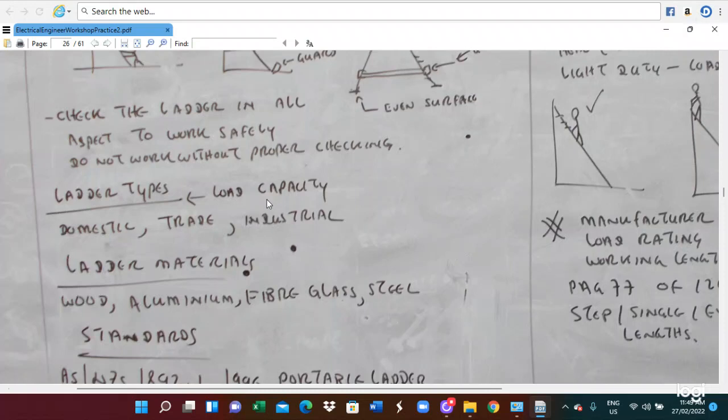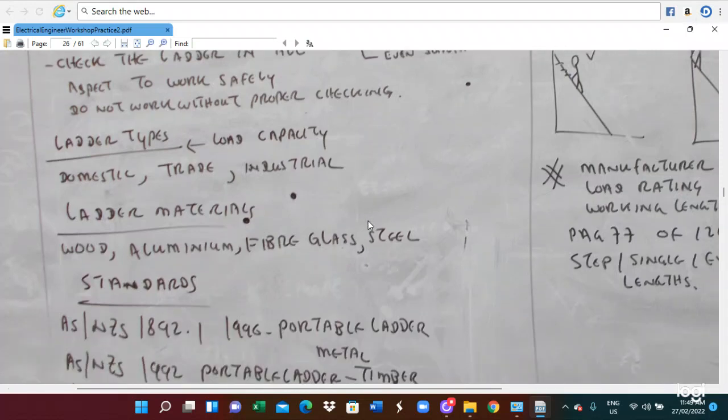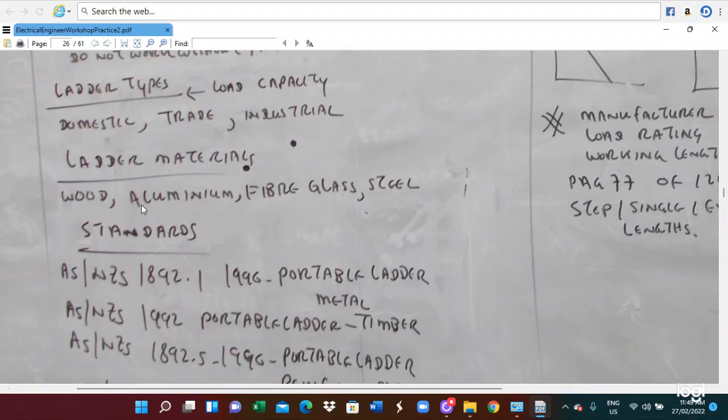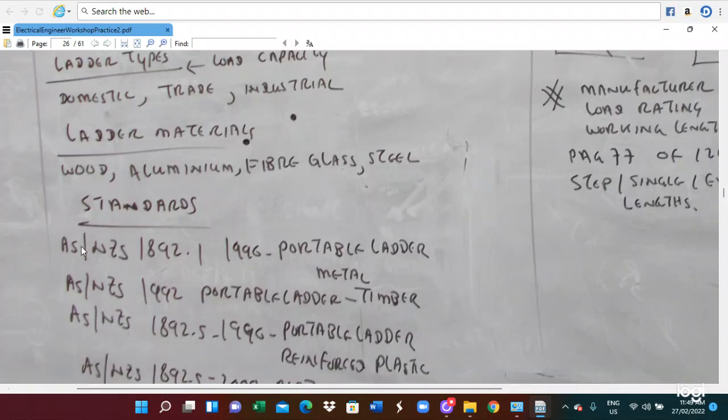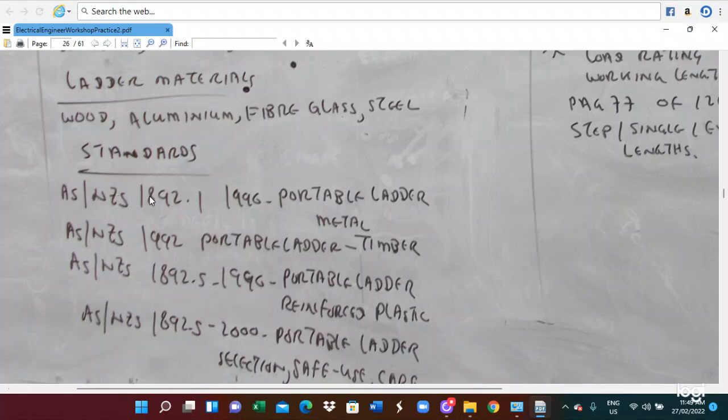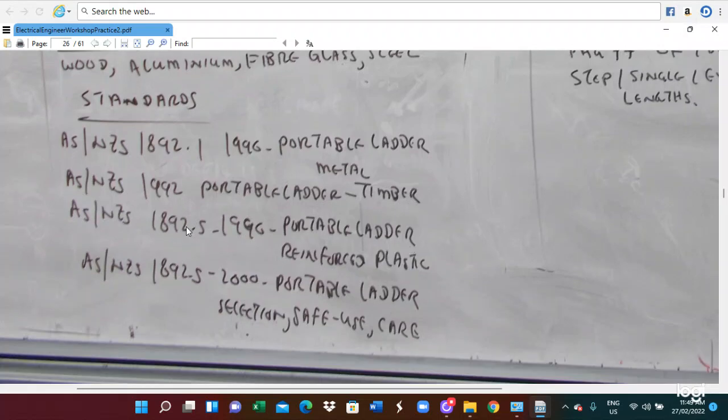Ladder type depends on the load capacity and whether it is for domestic, trade or industry use. So there are three kinds of ladder types. Ladder materials utilized are wood, aluminum, fiberglass and steel. The standards utilized are AS/NZS 1892.1, 1996 edition for portable ladder metal, AS/NZS 1892.2, 1992 portable ladder timber, and AS/NZS 1892.3, 1996 portable ladder reinforced plastic.